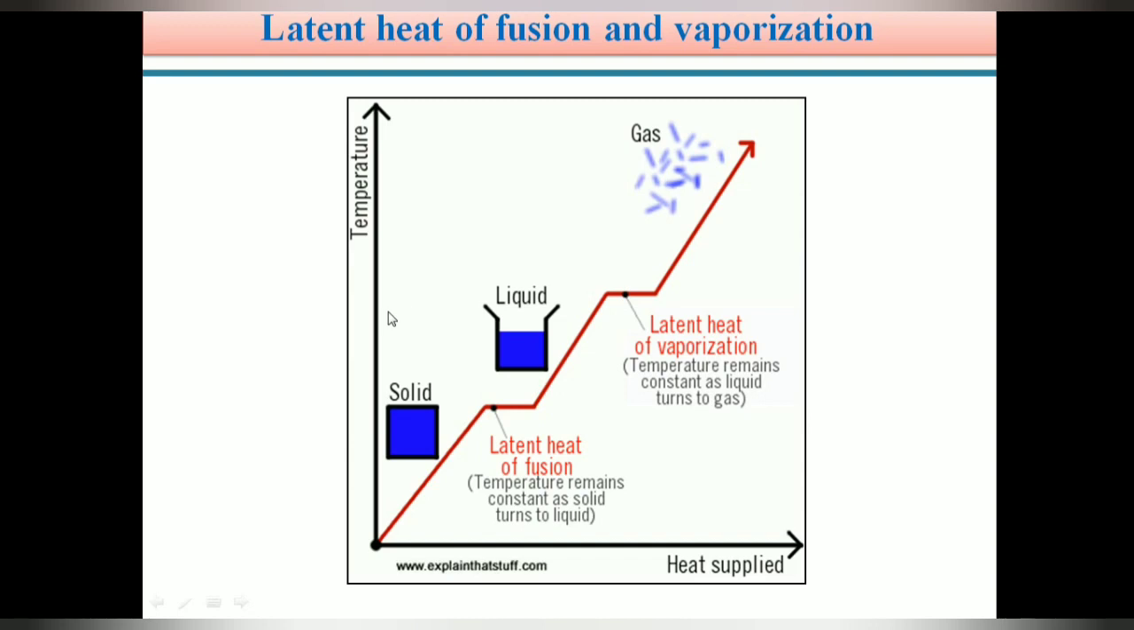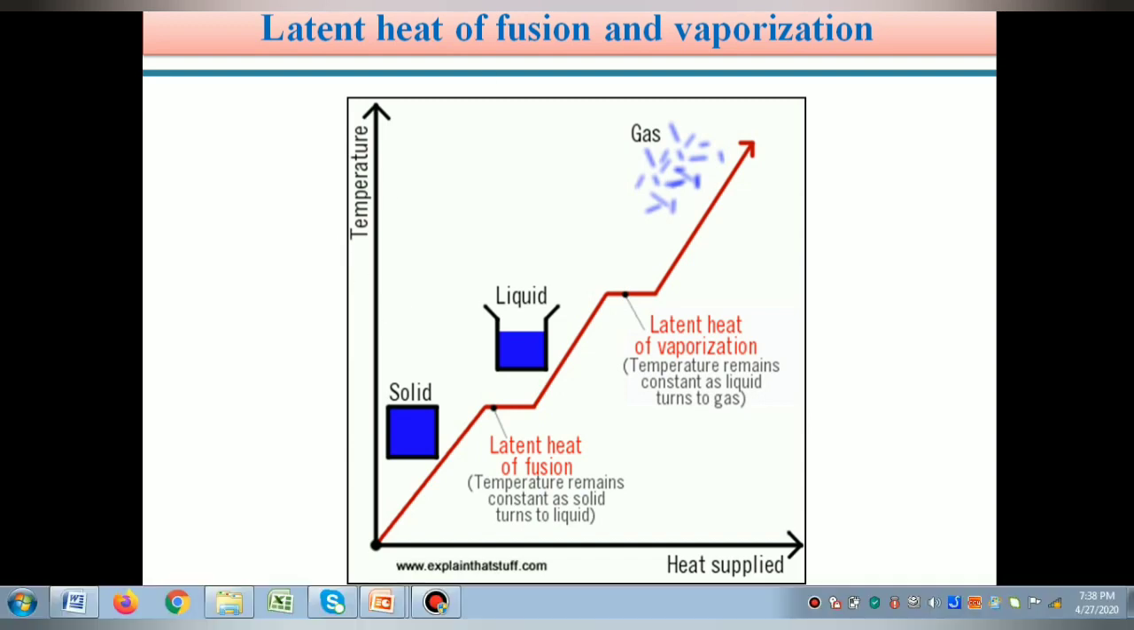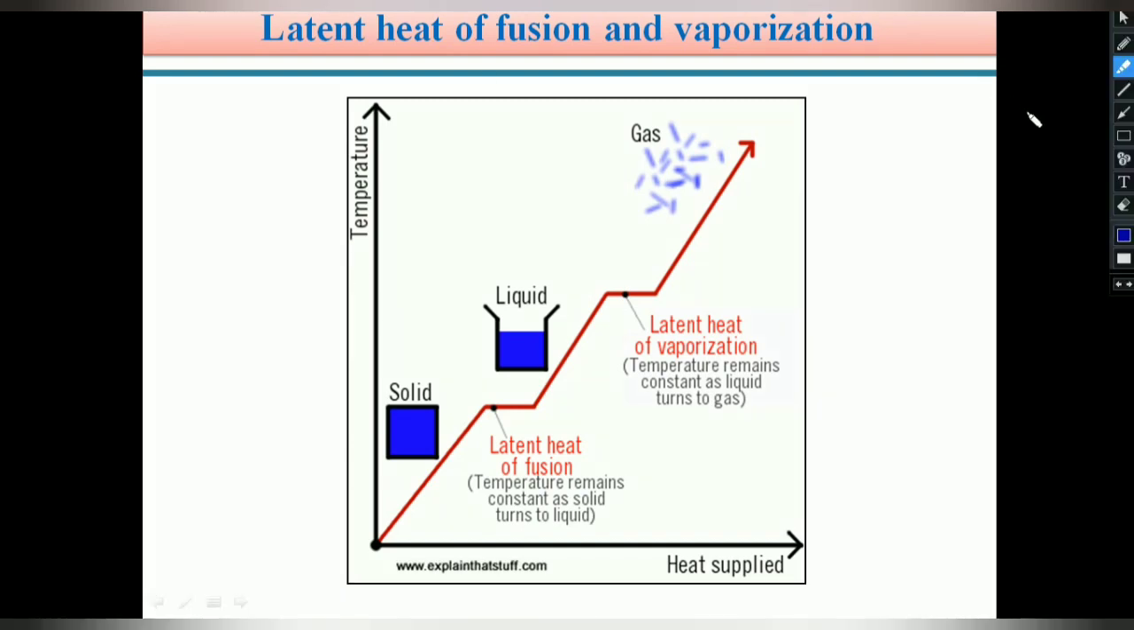So in this diagram, you should take temperature on the y-axis and heat supplied on the x-axis. See students, this is my x-axis and this is the y-axis. On the y-axis you can take temperature, on the x-axis we can take heat supplied. So if you draw a plot, it will come like this.